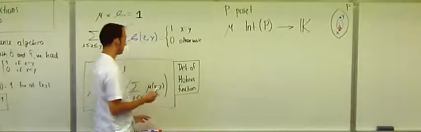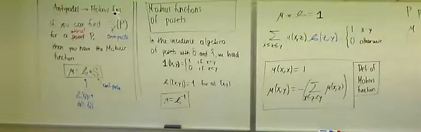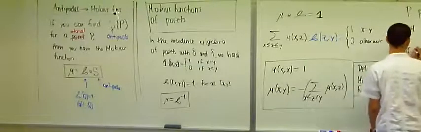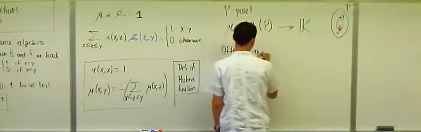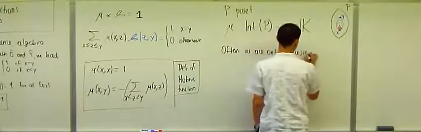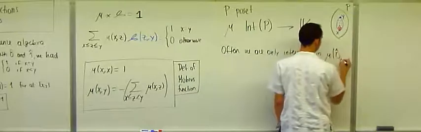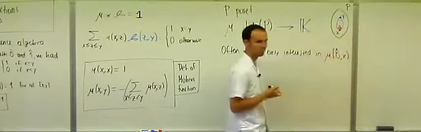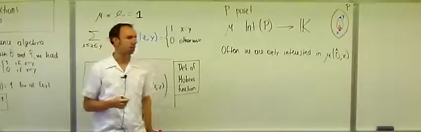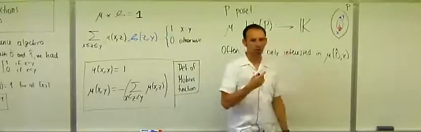And so this is the Mobius function. This is how it's defined recursively. But I should say that often we are only interested in mu of the bottom, comma, x. I mean, the Mobius function is defined for any x and y with x less than y. But in many circumstances, you only care about the Mobius number between the bottom and x for all x. Okay?